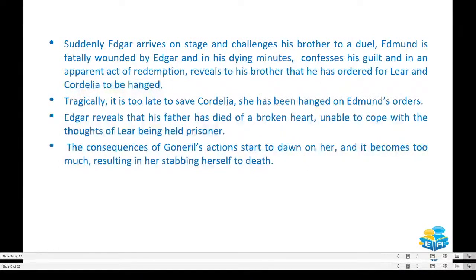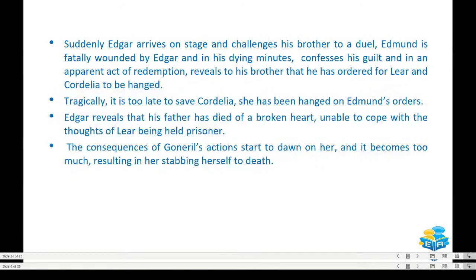The consequences then of Goneril's actions start to dawn on her. Alright, so it's interesting. Is she guilty? I don't know, I think it's too much. You're redeeming her too much by saying she's guilty. And again, in future sessions we'll talk about the role of gender and the role of women in the play, looking at Goneril and Regan. But I would say she's overwhelmed by what's happened, okay? And she stabs herself to death.